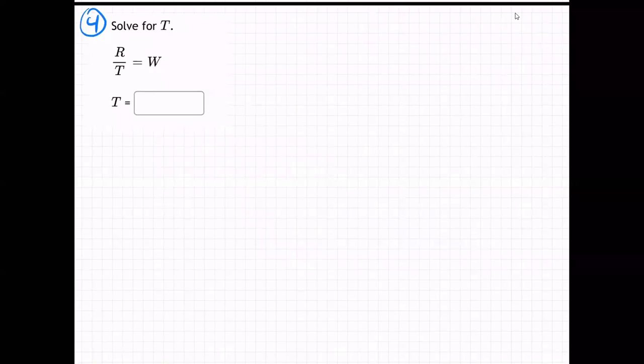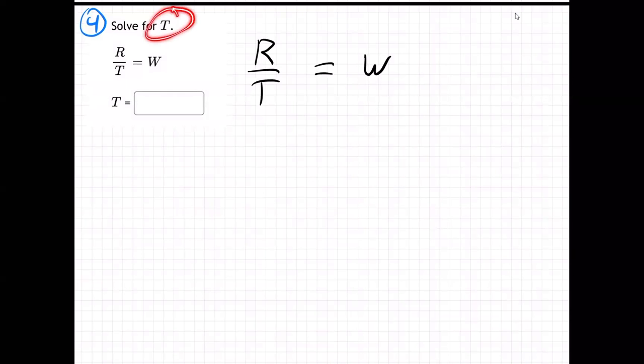Okay, so here we have an equation. Let me move it over here where we can see it a little bit better. R over T equals W. Okay, so on these ones now, we have lots of letters.